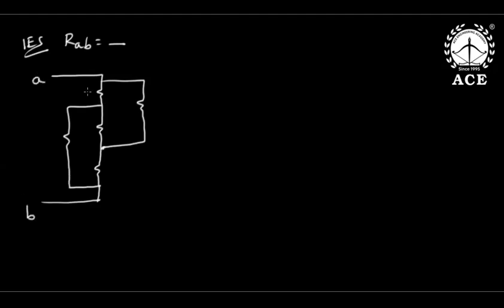A is here, B is here. All are 1 ohm. What is RAB? I want everyone to understand what is RAB, and this is an IES objective again. Here also, what is RAB?